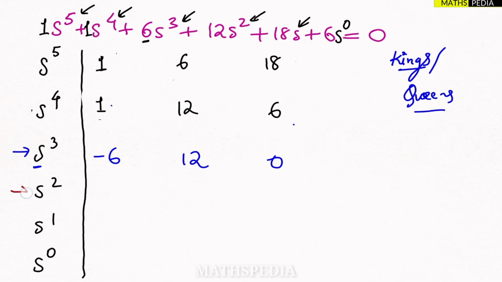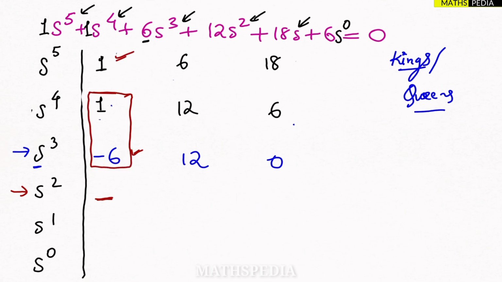Next, I have to go for the s power 2 row. I have to fill this one first. As I said, I have to consider the king and queens in the first column. But here I am seeing 3 kings. Which one should I take then? Always from the bottom we have to take. So a new king has arrived, so I have to consider that king also. So the bottom 2 kings I have to take. Ignore the top one. Okay.